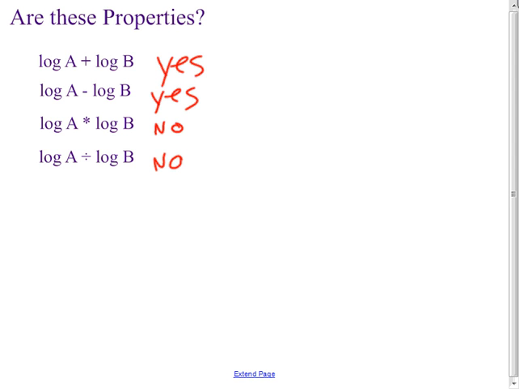So please keep in mind, the first ones are properties. If you see the log of A plus the log of B, that's the same thing as the log of A times B. If you see the log of A minus the log of B, that's the same thing as the log of A over B. There is no property for the other two. You can do them, but there's no property to help you break things apart.